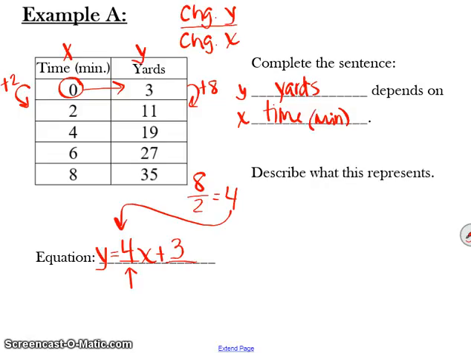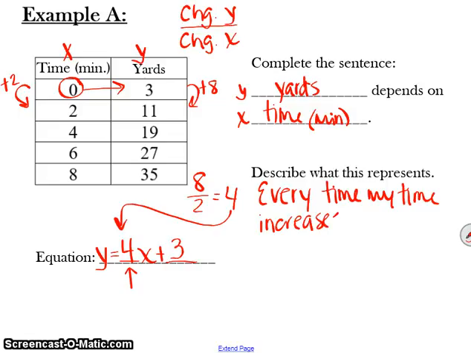Now I have to describe what this represents. So I'm looking at my table and I'm looking at what's going on. Well, in this instance, every time my time increases, my yards also increase. So all I'm doing is telling the story that goes along with my table, what I was given. Go ahead and go to example B.